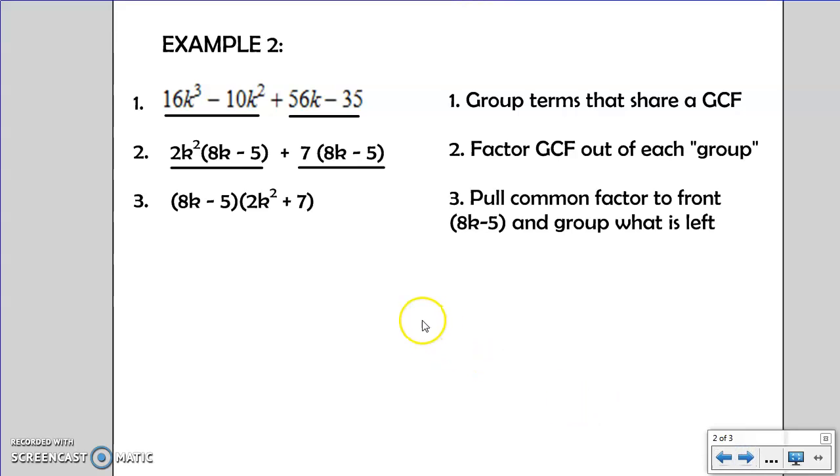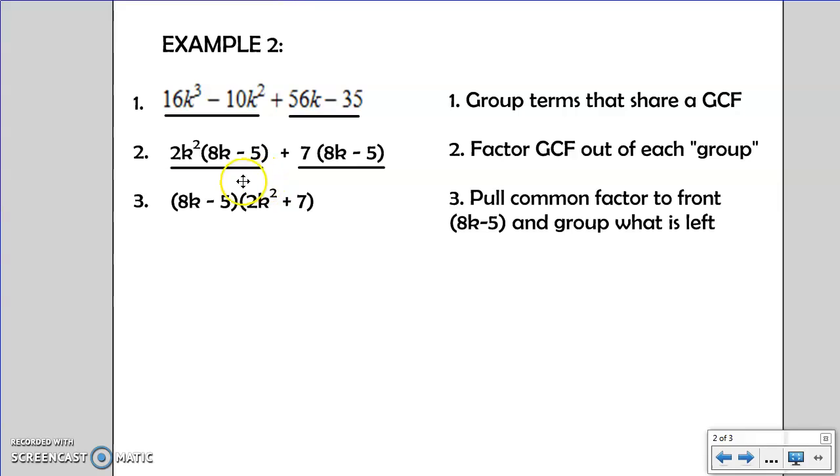For the next example, we're going to start the same way. Group terms that share a GCF. So here they share a 2k squared. When we pull that out, we get 8k minus 5. With these two, they share a 7. When we pull that out, we get 8k minus 5.